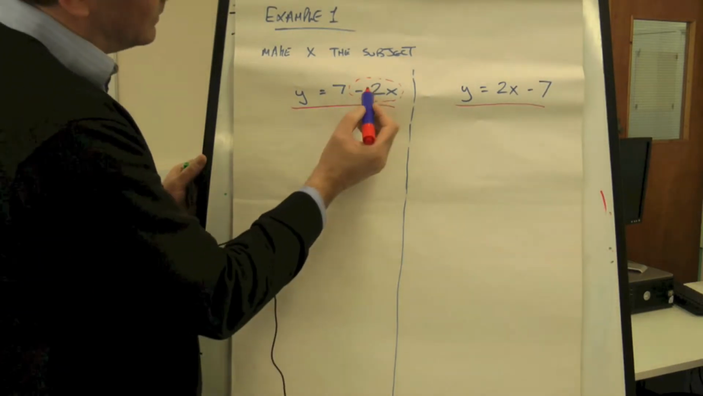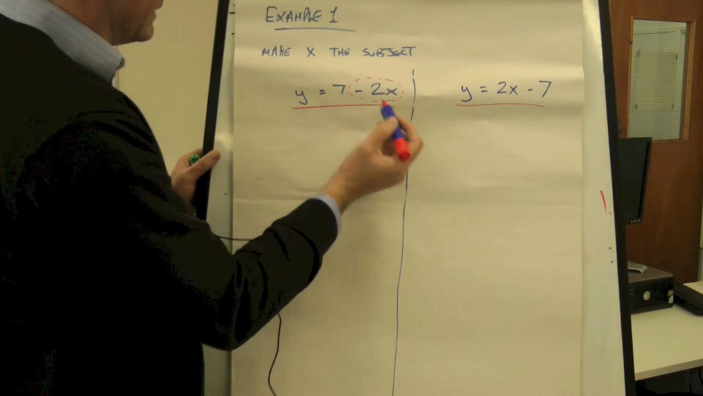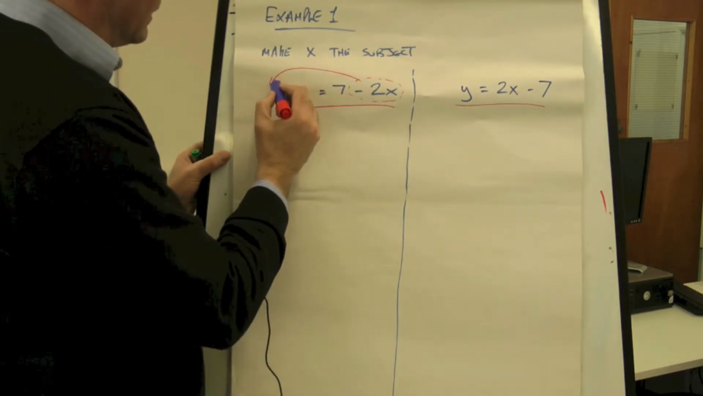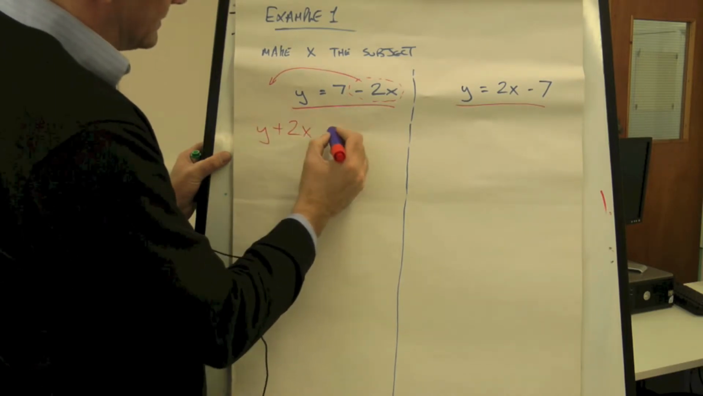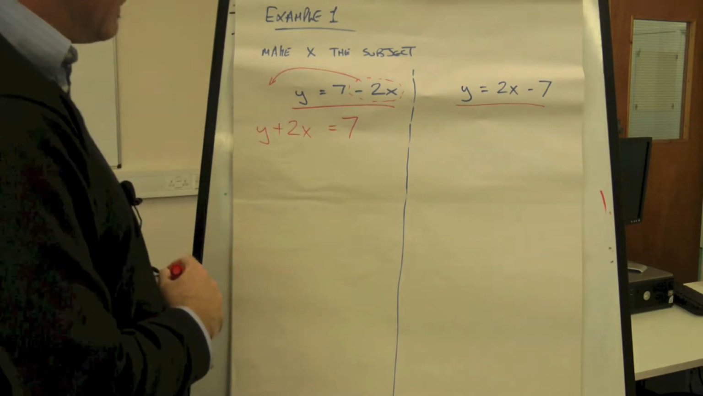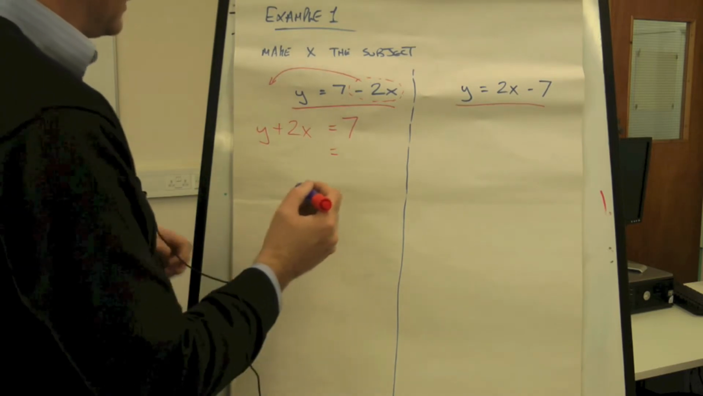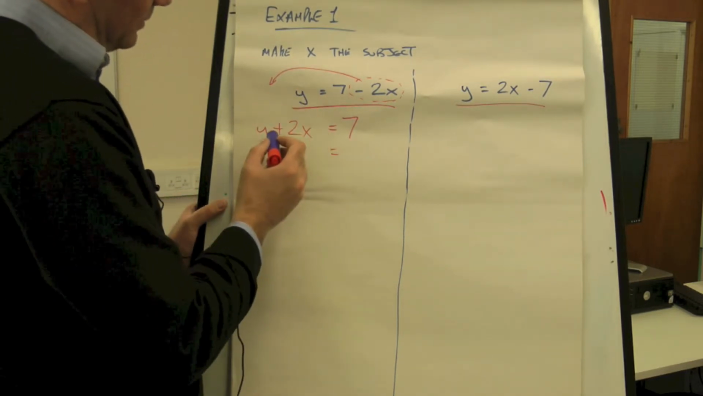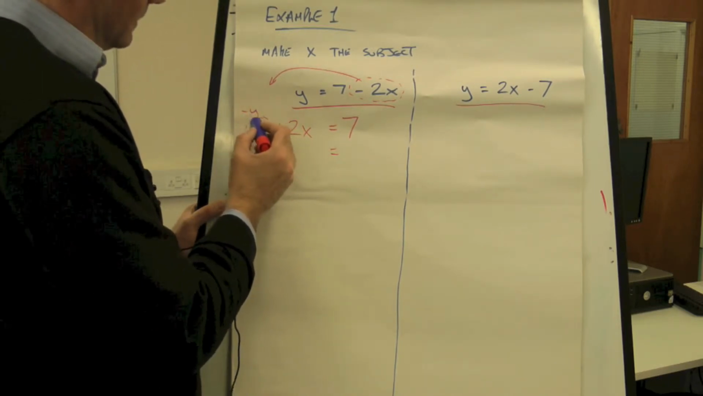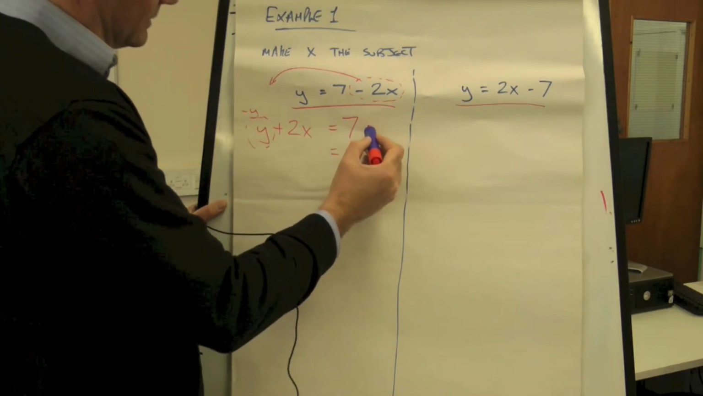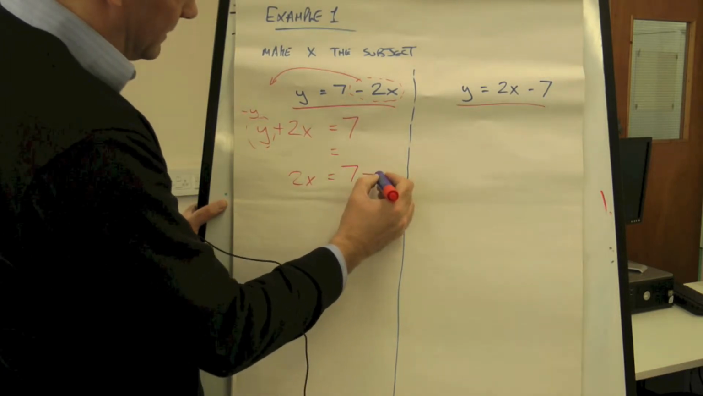So what do I need to do to make it positive? I'm going to essentially cancel it out, so I'm going to move that over there. I'm going to have, therefore, y plus 2x equals 7. So that's dealt with the negative bit. I like positive numbers, not negative numbers, for my subjects. Now I want to get rid of the y, so I'm going to minus y. That means they'll cancel out. Over here I've got to do exactly the same to this side, so I'm going to have 2x equals 7 minus y.